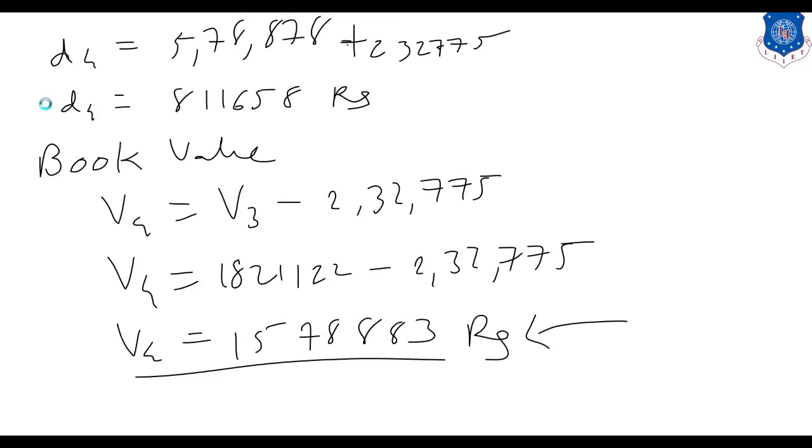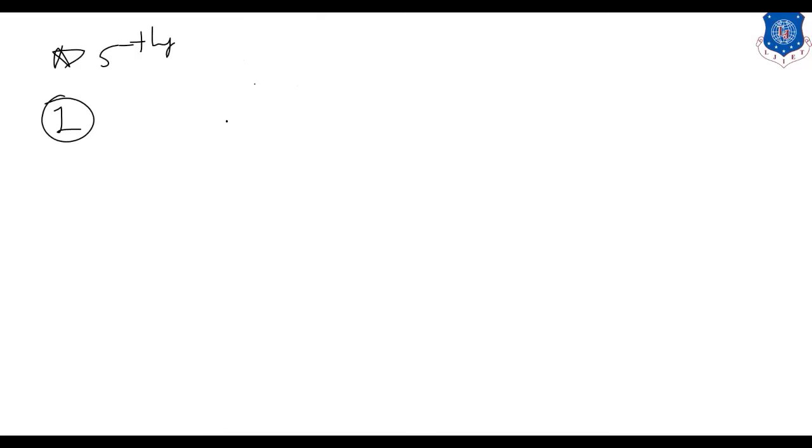Now we have to find out for the 5th year. What is our step 1? In step 1 we are going to find the interest from the previous depreciation. What is the previous depreciation? The previous depreciation is 8,11,658. So we have to multiply this D4 by 0.1. So it becomes 81,165.8 rupees. This is the interest.